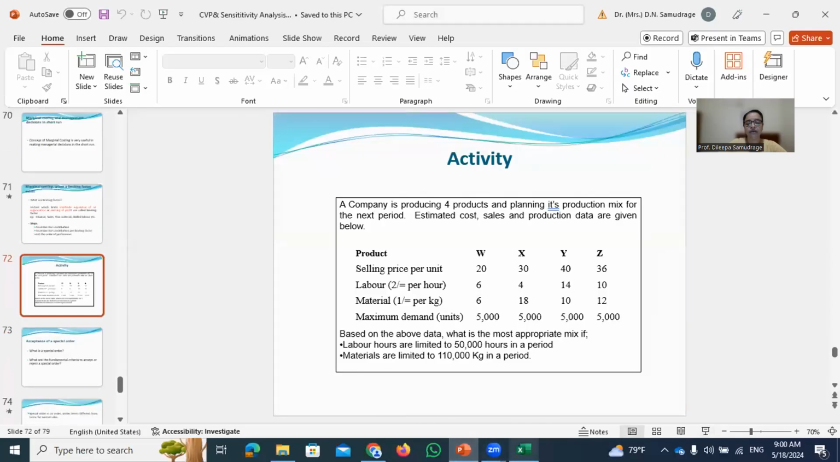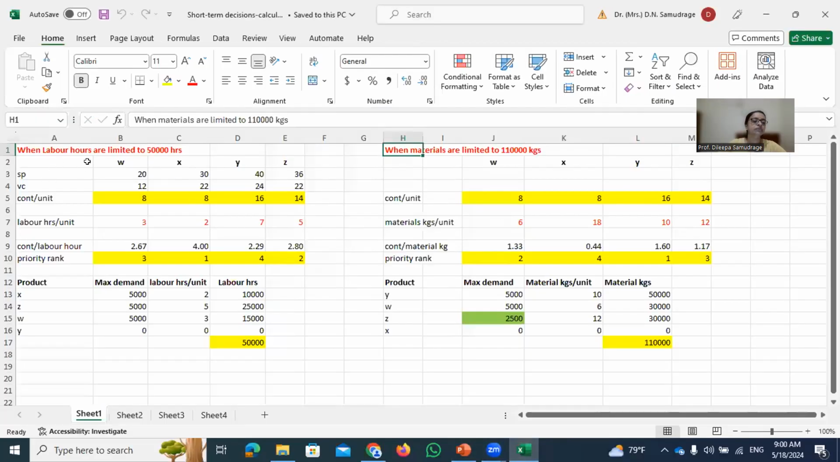Then we have to do it like this. When labor hours are limited to 50,000 hours, first you have to decide the contributions. You have to calculate the contribution. Then you have to find out how many labor hours you need to produce 1 unit of W, X, Y, and Z.